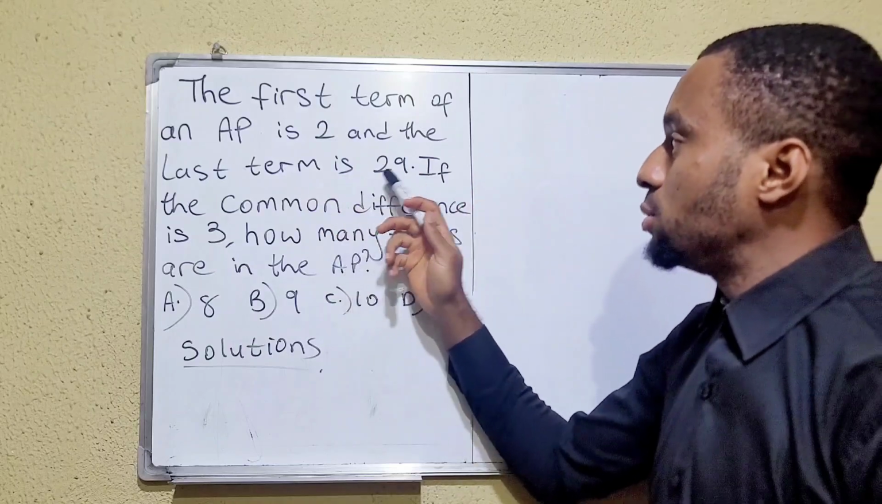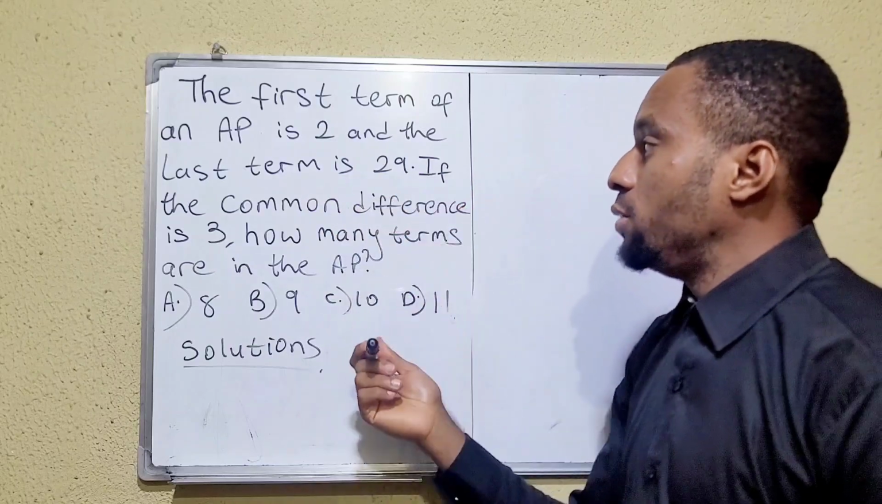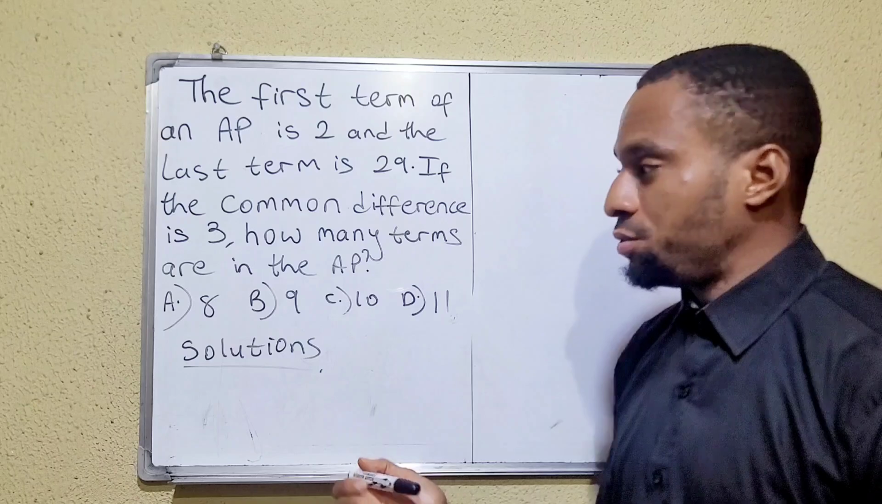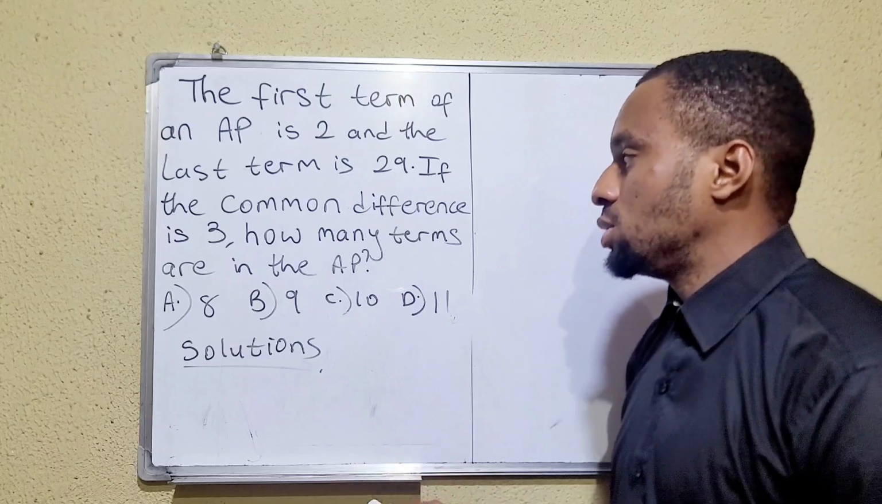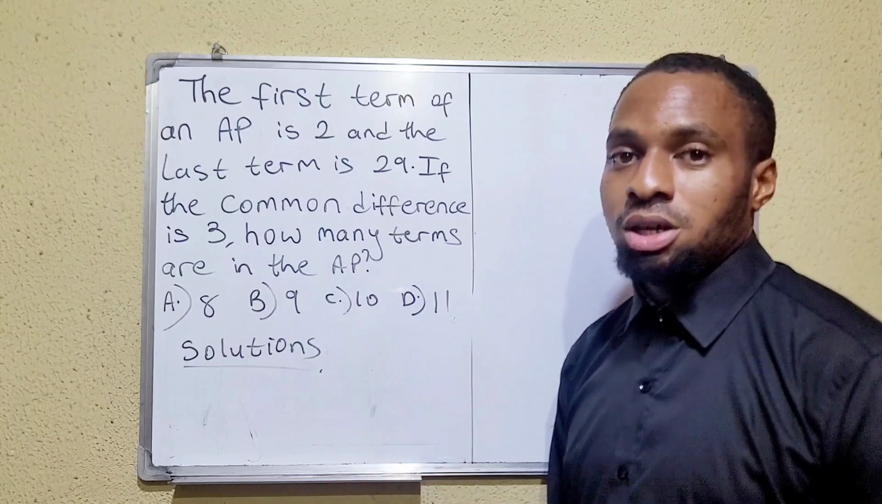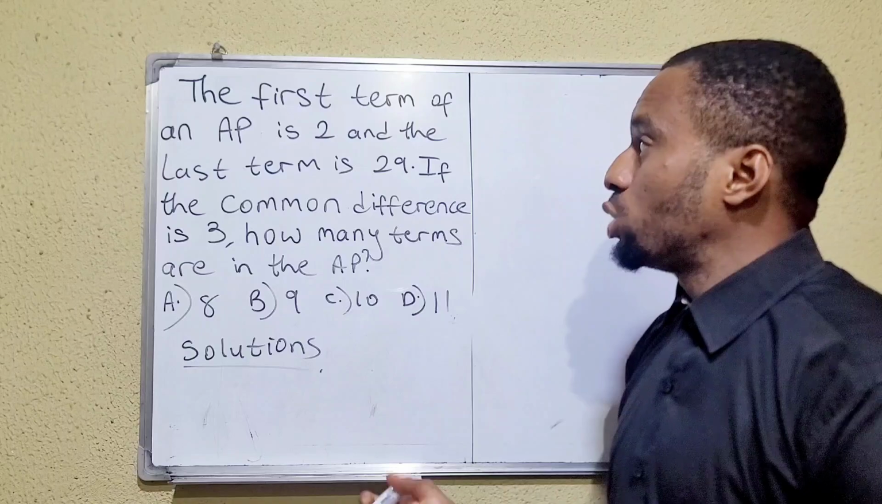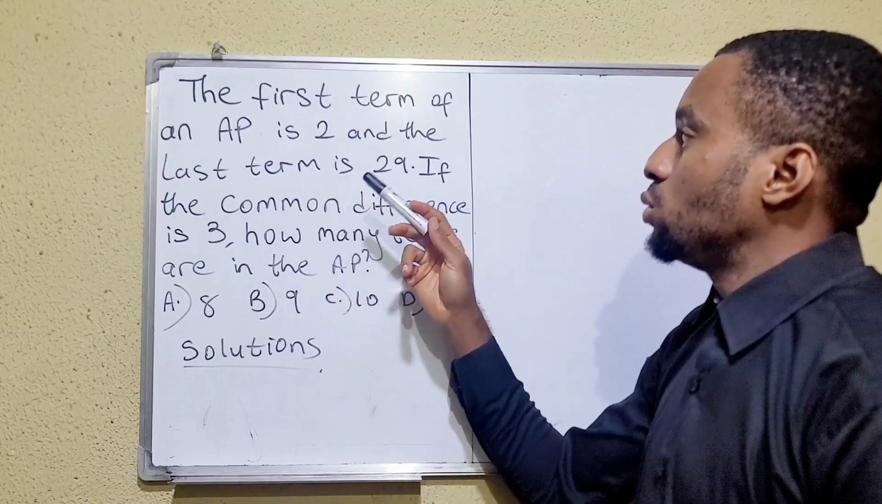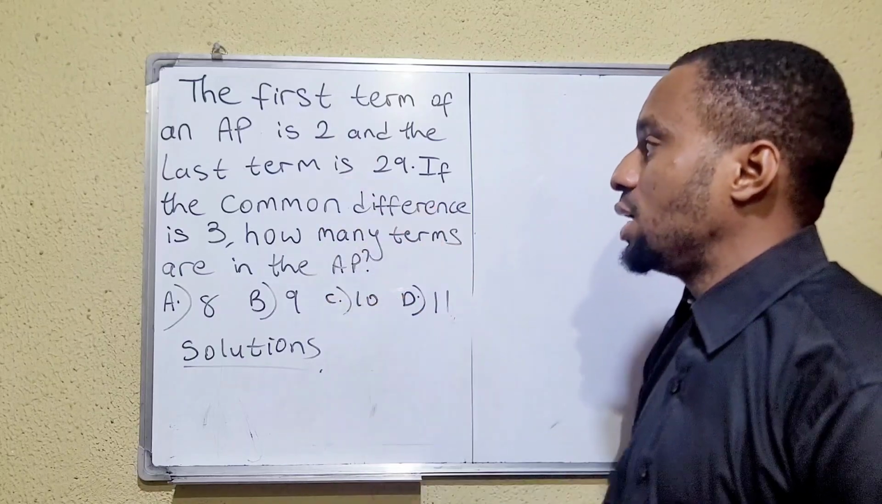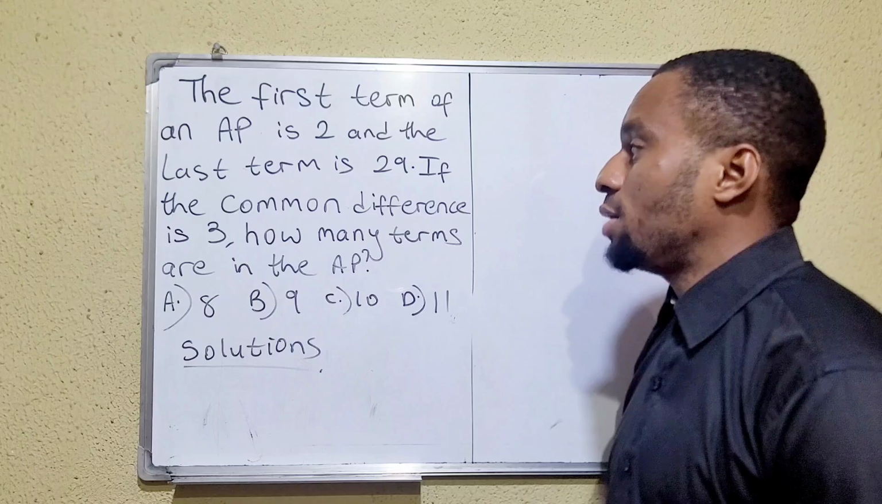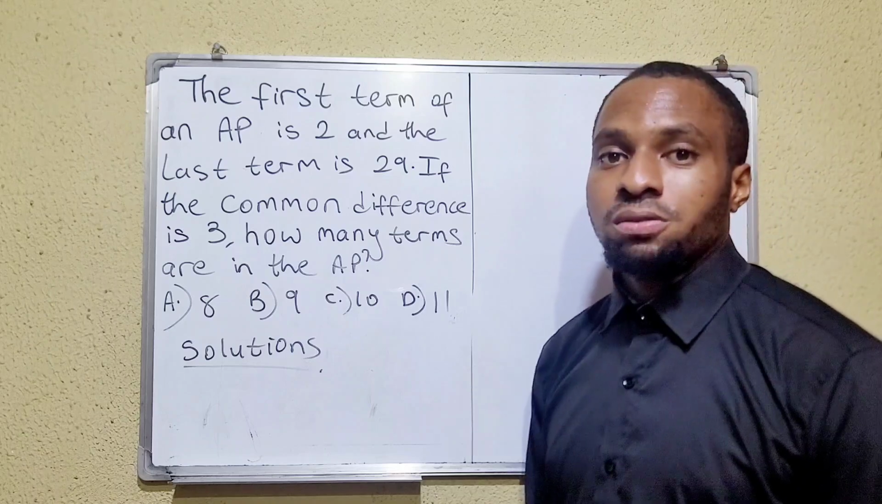the last term is 29. If the common difference is 3, how many terms are in the arithmetic progression? So in this question, we have 2 as the first term, we have 29 as the last term, and we have 3 as the common difference.